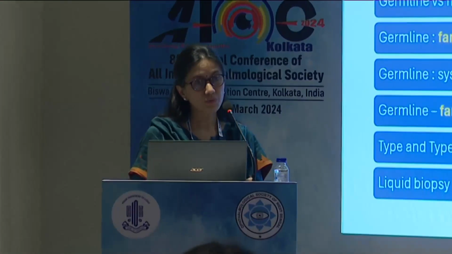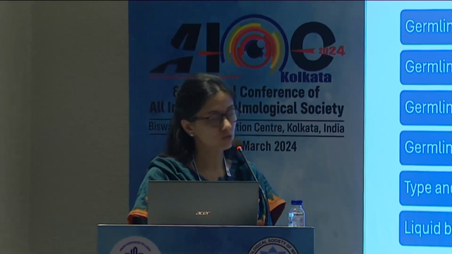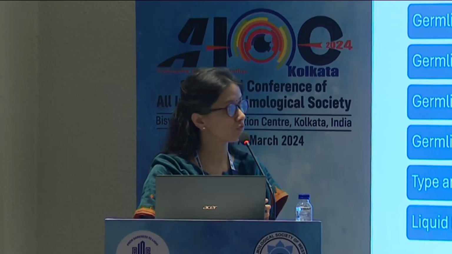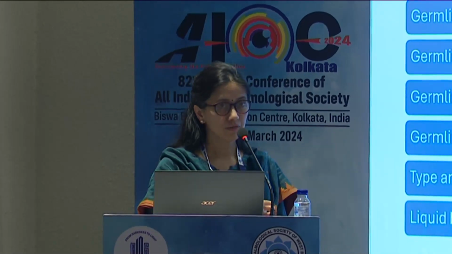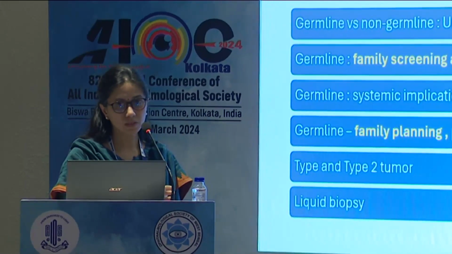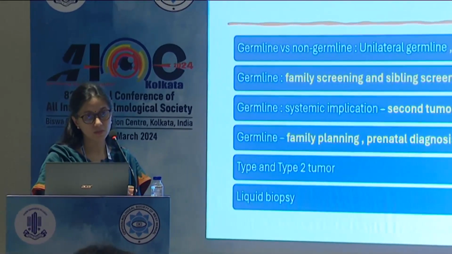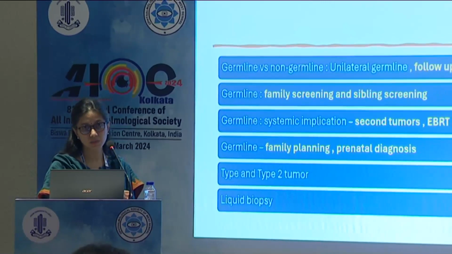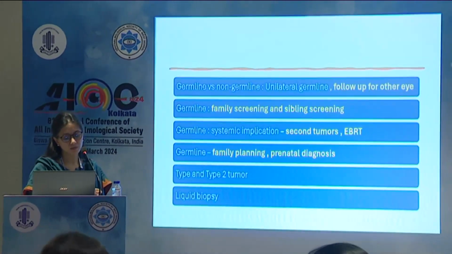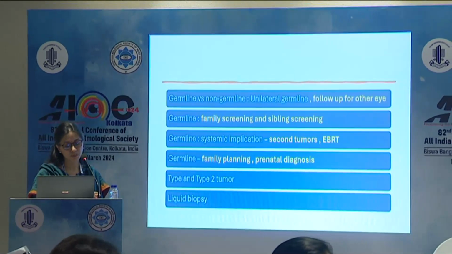with retinoblastoma. So why do we need to know the genetic status of retinoblastoma? Because we know germline versus non-germline RB has a different set of follow-up protocol, different clinical manifestations. We need to screen the siblings, screen the family depending on the germline status. There are systemic implications if the patient has a germline retinoblastoma. And it is also important if the family is planning any future pregnancies.